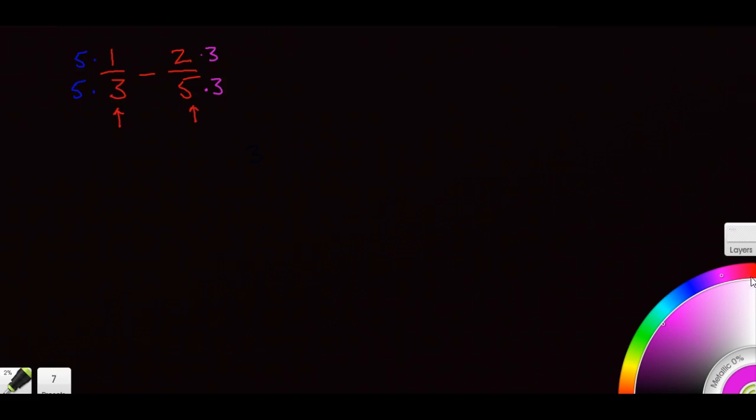So now we do our multiplication here. We would get 5 over 15 minus 2 times 3, so we get 6 over 15. But now they have a common denominator. That's going to be important here, because now when I do my subtraction, I know what my denominator is supposed to be. Now I just do the subtraction up here in the numerator. 5 minus 6, that's -1. So the answer is -1/15.